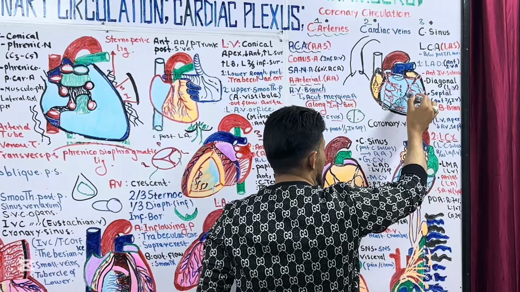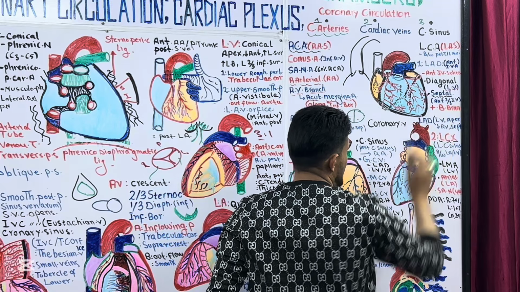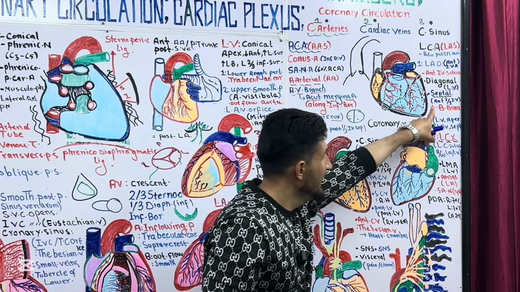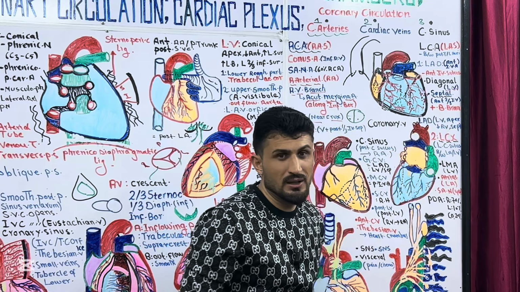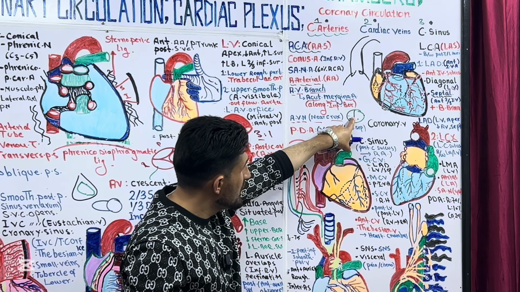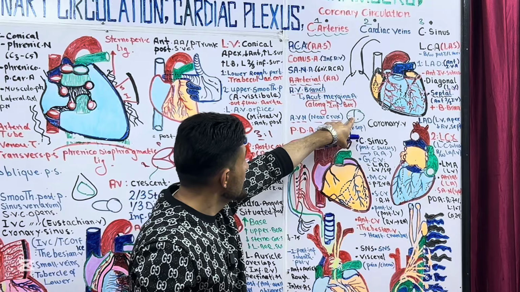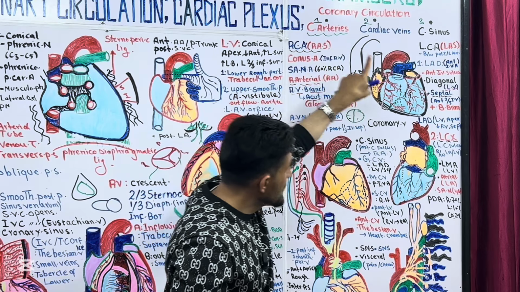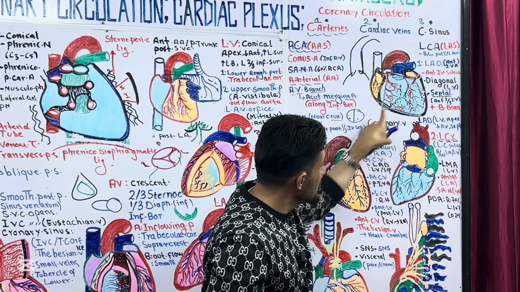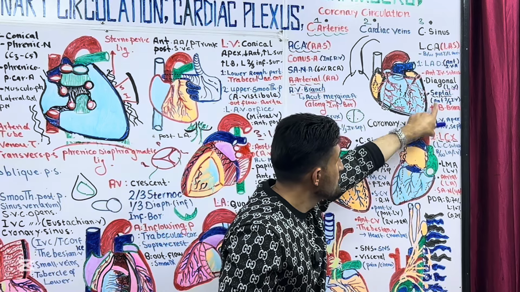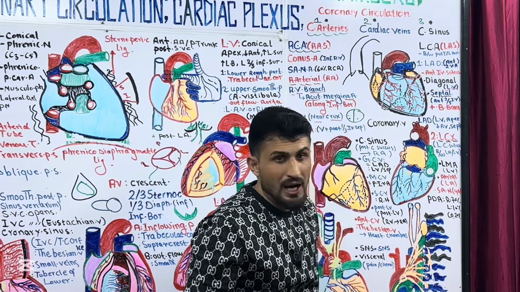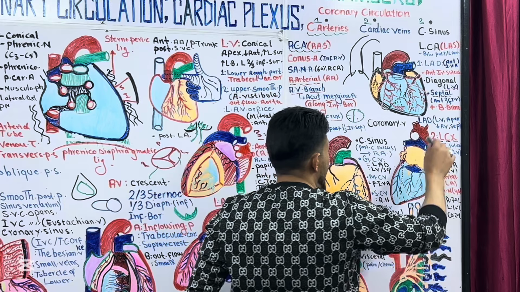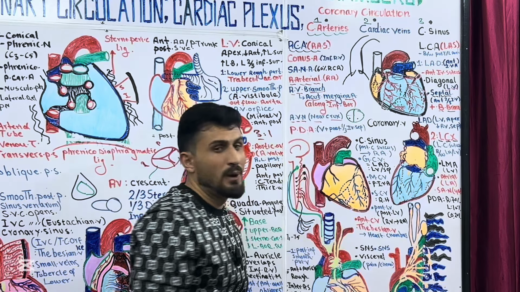Then it gives a branch which is called septal branch, and it supplies two-third, specifically anterior two-third, of interventricular septum. So posterior one-third of interventricular septum is supplied by right coronary artery, and anterior two-third of interventricular septum is supplied by left coronary artery, specifically by left anterior descending artery. Okay, plus it supplies bundle branches.